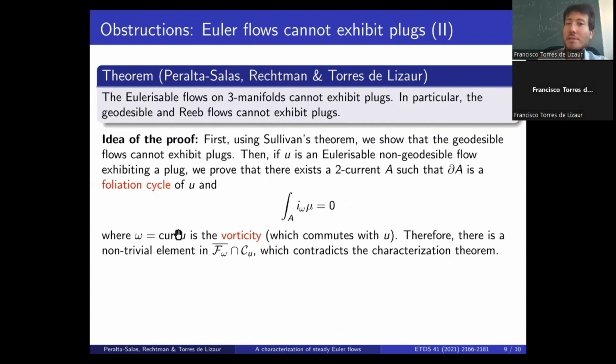So what we do to show this is that first you use Sullivan's theorem to show that geodesible flows cannot have plugs, and then you assume that U is irreducible and non-geodesible. You assume it has a plug, and you get a contradiction, because the moment you have a plug, some foliation cycle, that is some generalized periodic orbit, is the boundary of a generalized zero-flux surface of the curl of the vector field. Okay. So this contradicts our characterization, and the theorem follows. Euler flows cannot have plugs.